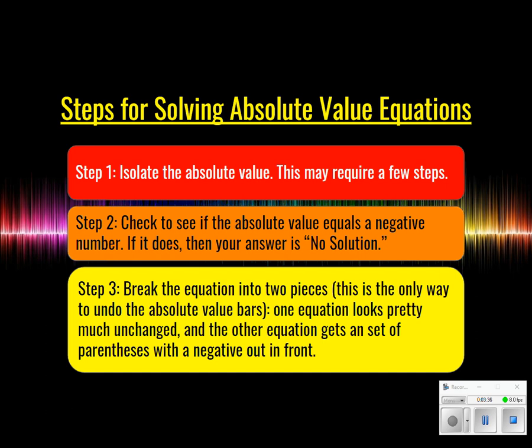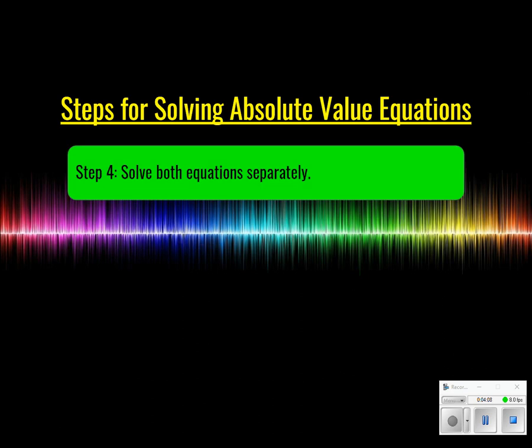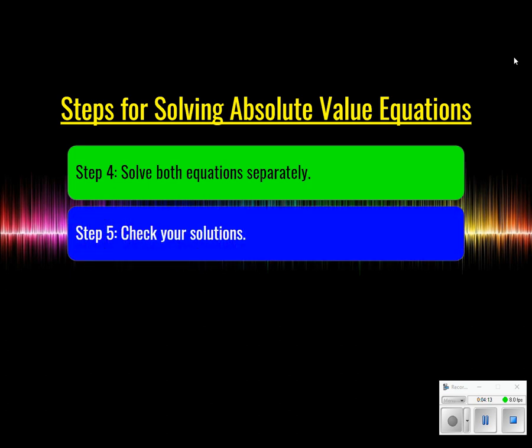Step 3, break the equation into 2 pieces. That's pretty much the only way to undo absolute value bars. There's no inverse operation for absolute value bars. When we break it into 2 pieces, one equation looks pretty much the same. It just loses the absolute value bars. And then the other equation that you write will get a set of parentheses and a negative out in front. And again, we're going to look at examples and look at these steps as we go. Step 4, solve both equations separately. Step 5, check your solutions.